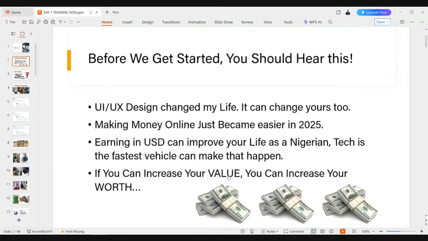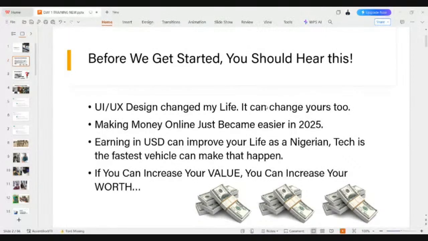The second thing I need you to know is that making money online became easier in 2025. The reason is because a lot of information is being put out there, and once you get quality premium information, it can change your life. You can start making money online. So making money online has become easier in 2025 because there is more information now than it used to be.